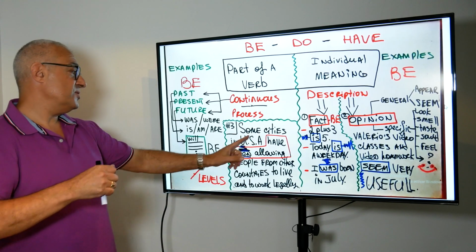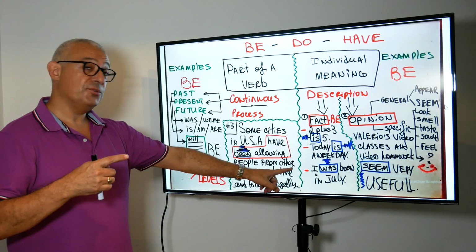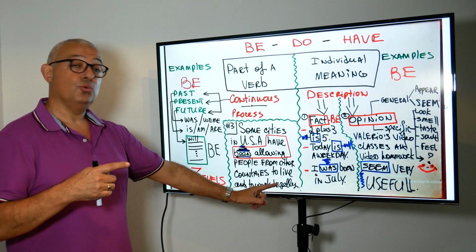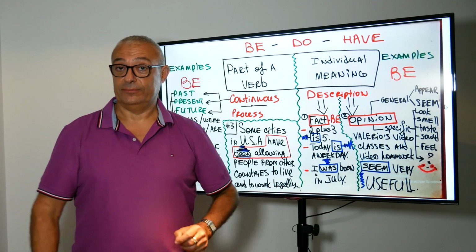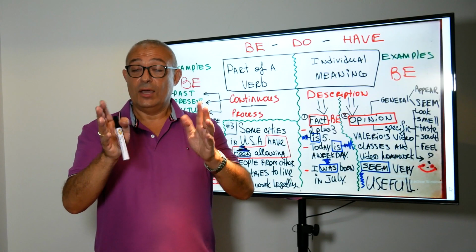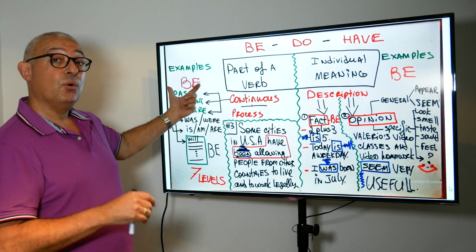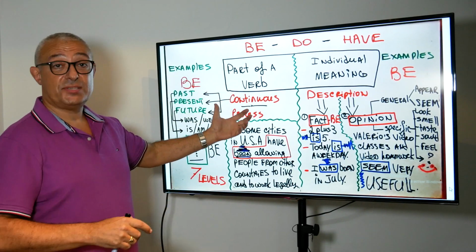So, some cities in the USA have been allowing people from other countries to live and to work legally. Let's look at another example. Okay, we have just finished talking about how verb to be works as part of the process.